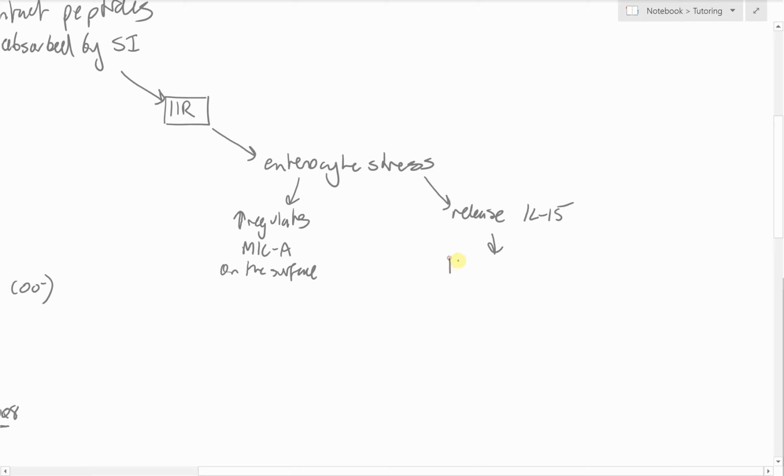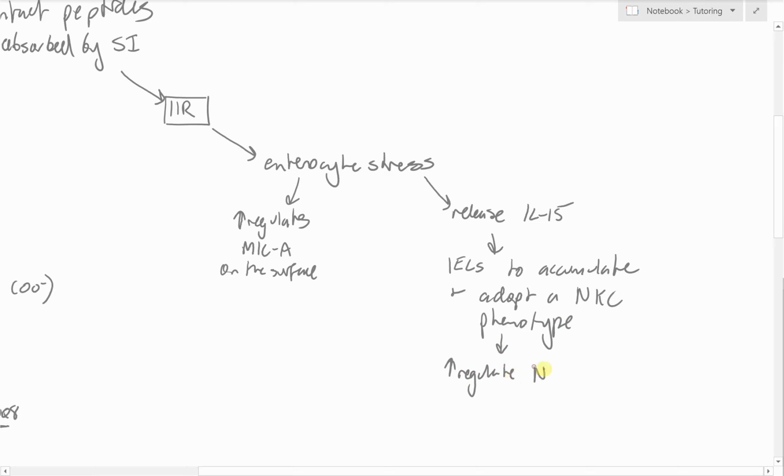Interleukin-15 stimulates intraepithelial lymphocytes to accumulate and to adopt a natural killer cell phenotype. So that means that they upregulate the NKG2D receptor.